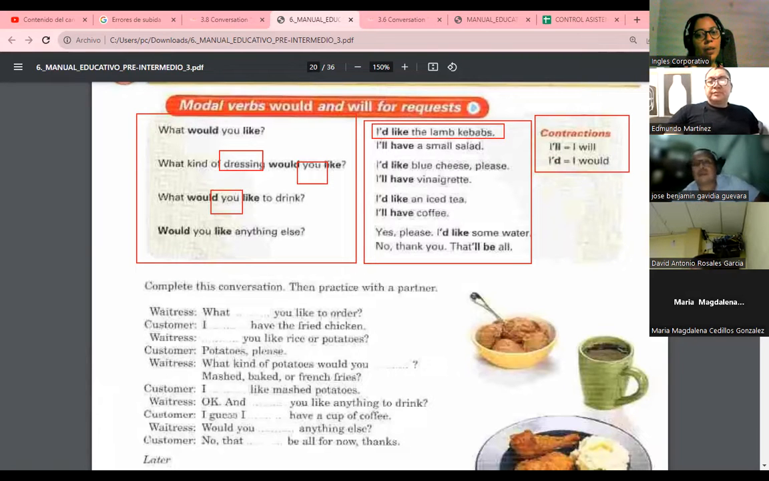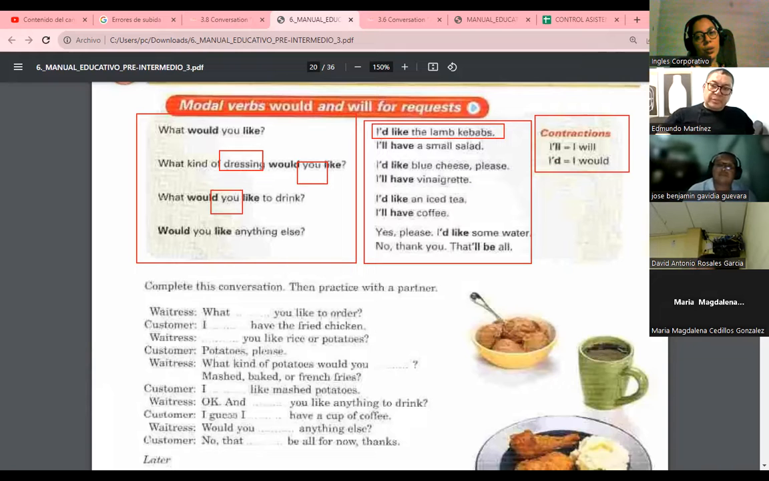Excelente, muy bien. Luego tenemos I would like cheese, blue cheese, please. Okay, I would like a nice tea. I will have coffee. Yes, please. I would like some water. No, thank you. That will be all. Okay. Excellent. Complete the conversation and then practice with a partner.